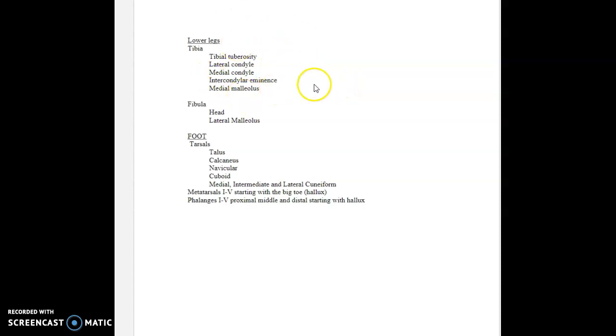Okay, so let's finish up our bone list by briefly going over these parts of the tibia, the parts of the fibula, and then eventually the foot. Okay, let's look at the tibia first and look at the tibial tuberosity, the medial and lateral condyles, the intercondylar eminence, and the medial malleolus.